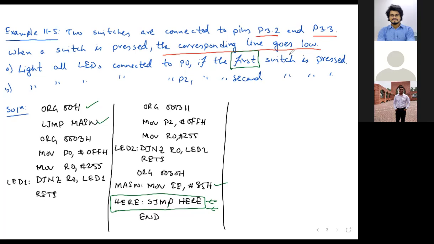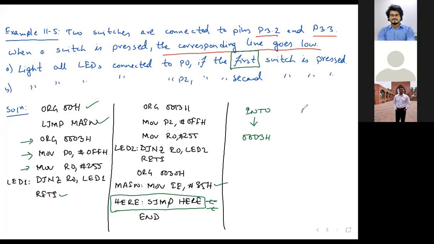So what happens if the external hardware interrupt 0 is invoked? Your MCU will directly jump to 0003H. So your MCU comes over here, then it lights all the LEDs which are connected, and then it moves some value to R0. It stays in this loop for some particular period of time. Again, it returns. Again, it is over here, short jump.